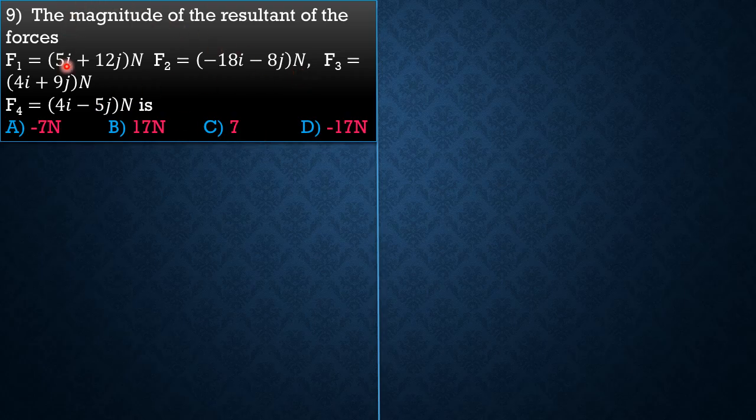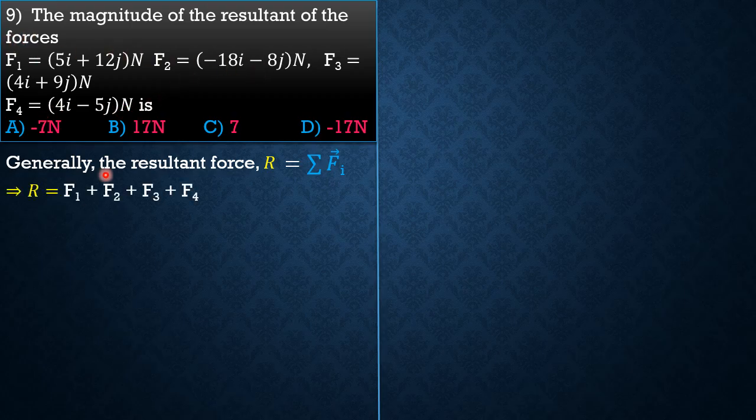Guys, question 9 and question 10 were identified as the questions where they made a lot of errors. Now guys, for us to get the magnitude of the resultant force, all we have to do is start by getting the resultant force first, then we can get the magnitude. Generally, if R is the resultant force, it implies R has to be the sum of all the various forces that we have. So R simply becomes F1 plus F2 plus F3 plus F4.